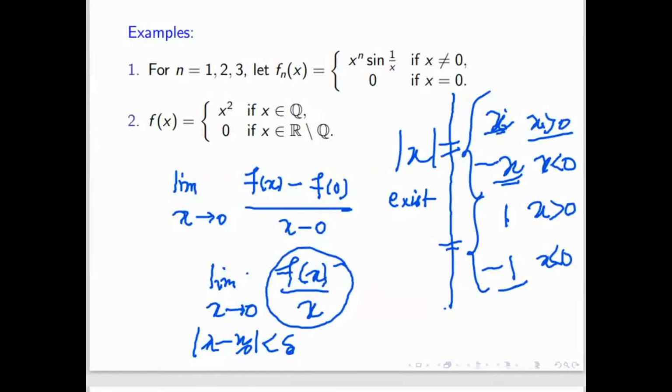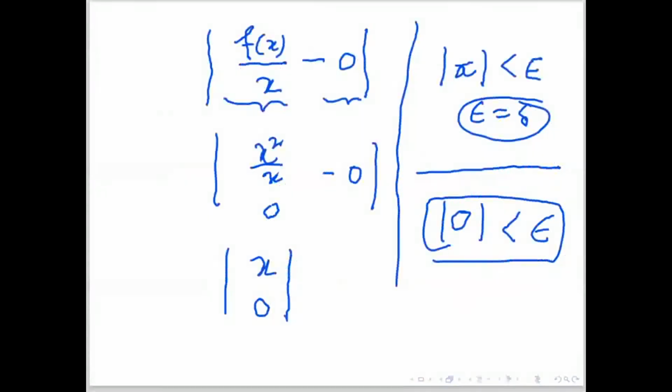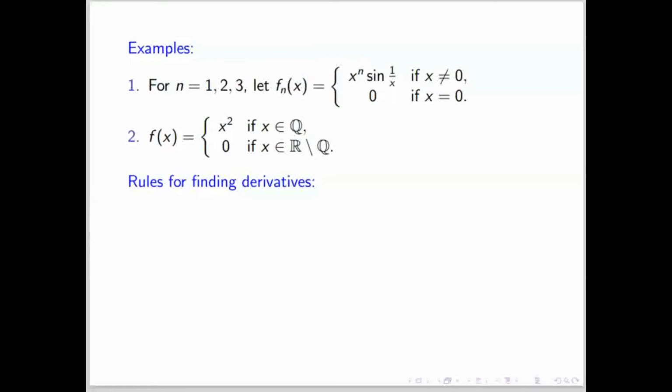Yes, sir. If you are saying it is the derivative of this, but mod x is not differentiable at 0, so how will you be able to find the derivative? Yes, sir. There are some rules for finding the derivative.